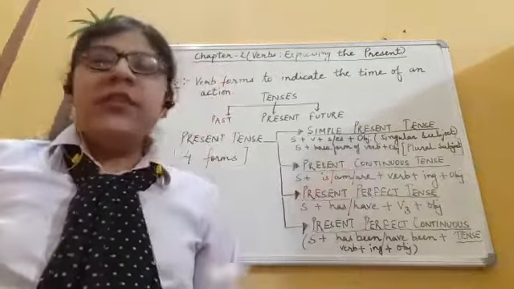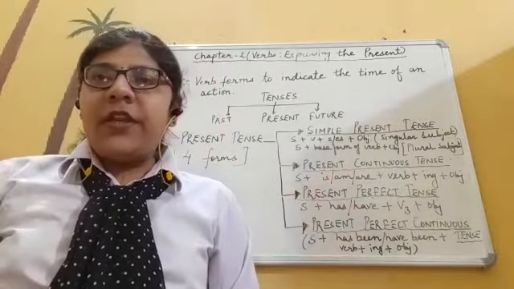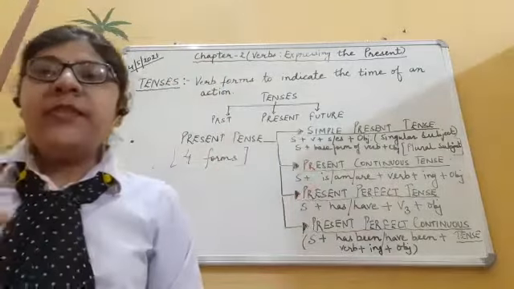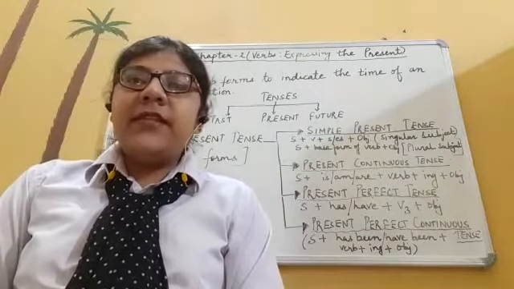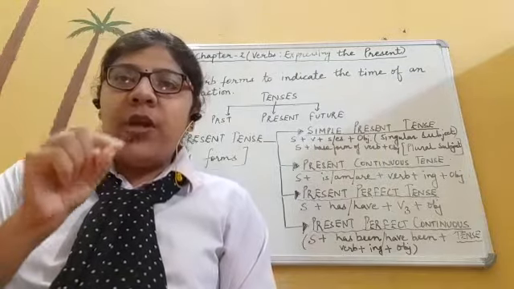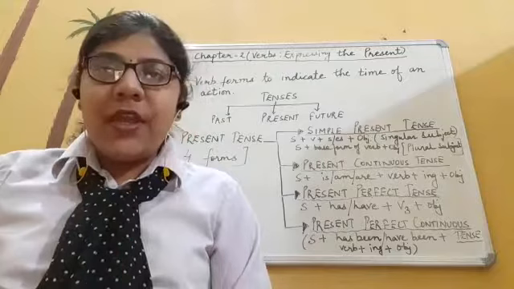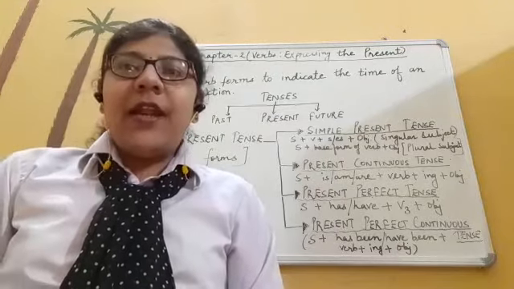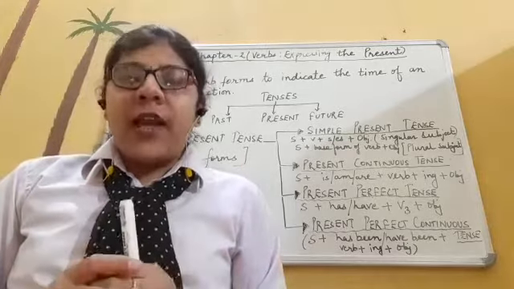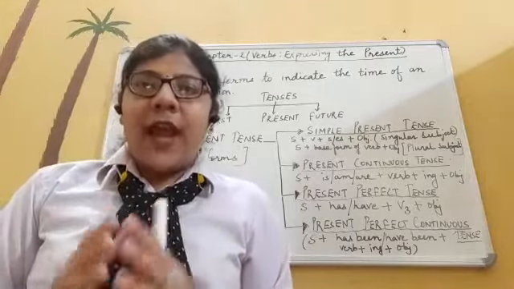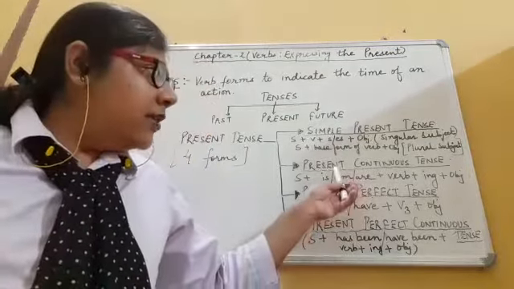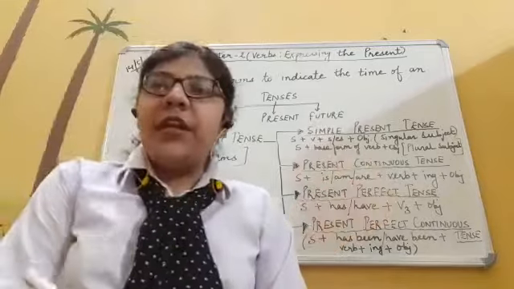Okay, so the actions which happen daily or which are in our habit come in the category of simple present tense. Now come to the second form of the present tense, that is given the name present continuous tense. You can see that one very important word is coming: continuous. What do we mean by continuous? Continuous means which is in progress, which is going on. So the actions which are in progress or going on at the time of speaking come in the category of present continuous tense.